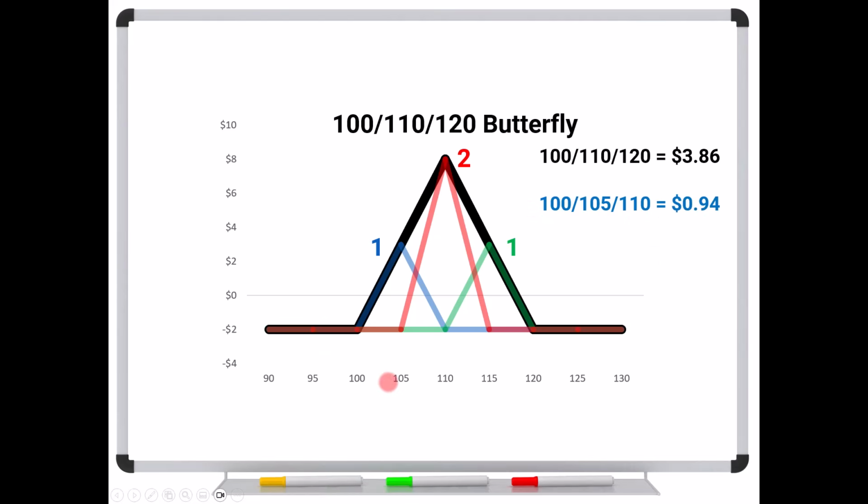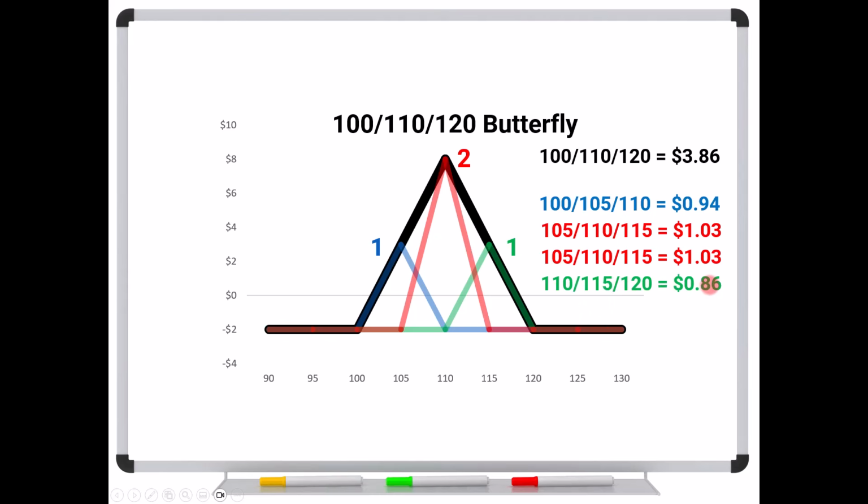It's going to tell us that the 105, 110, 115, here in red, there's 2 of them, are worth $1.03 each. And then it's going to tell us this one in green, 110, 115, 120, is worth 86 cents. So if we add up all of these individual butterflies, what do you suppose we get? We get exactly 386. So you can see that they are, in fact, exactly the same thing. So it's just to show that whenever you have a very wide butterfly, which you do by definition with a broken wing, you've got lots of little butterflies in between there, what we call an embedded butterfly.